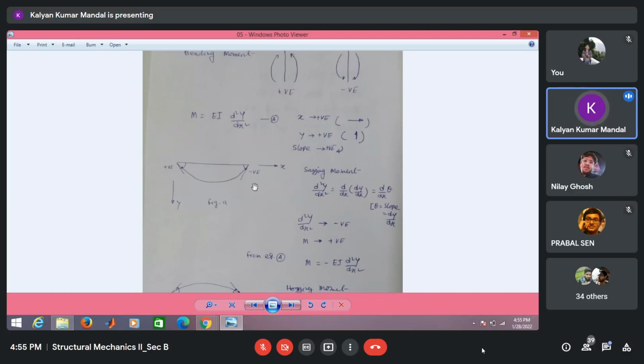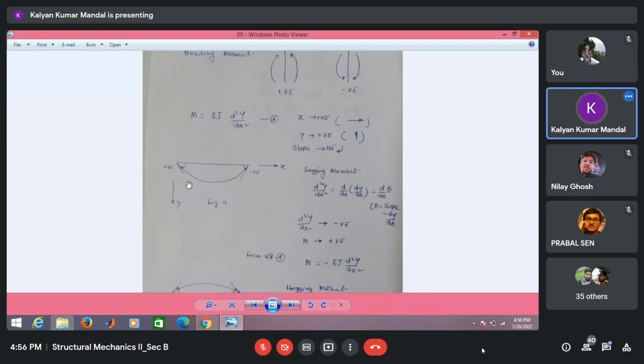Now, if the bending moment is sagging in nature, the elastic curve will be like this. This is the elastic curve for the sagging bending moment. At the left-hand side point, the slope is positive because it is clockwise in nature. Similarly, at the right-hand side point, the slope is negative because it is anti-clockwise in nature.